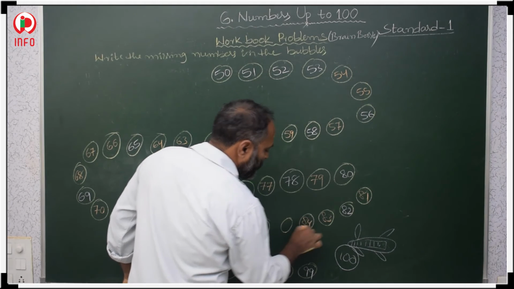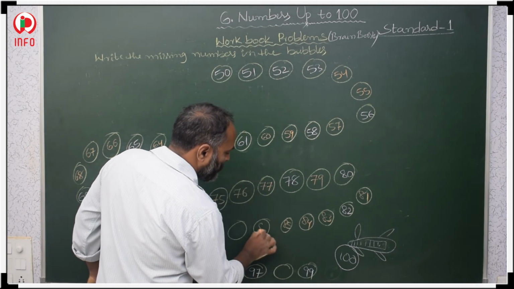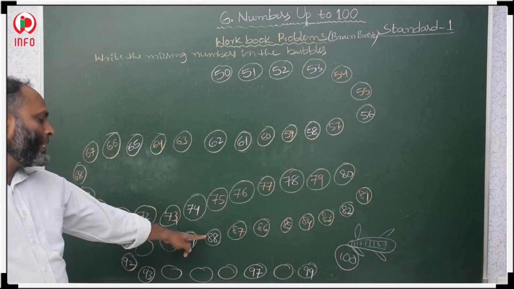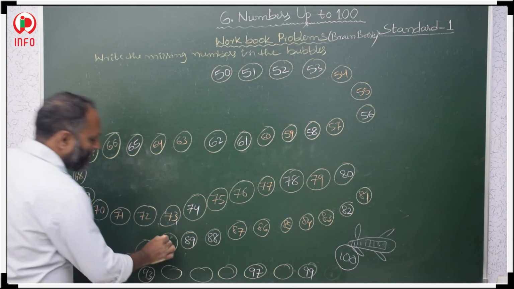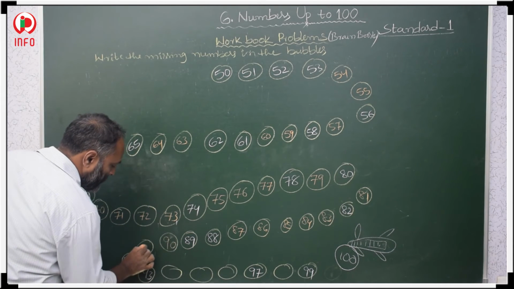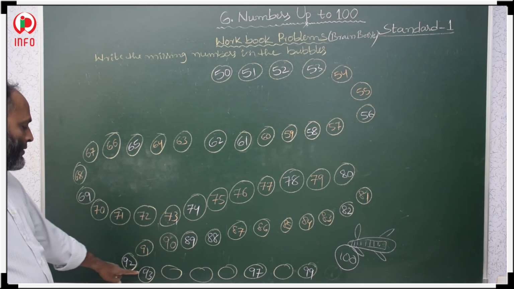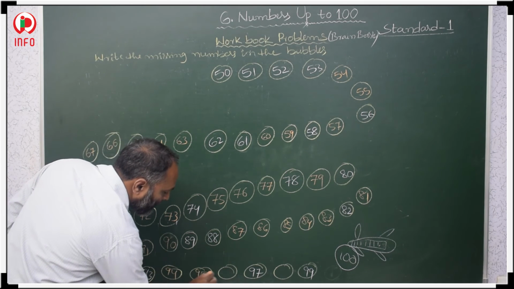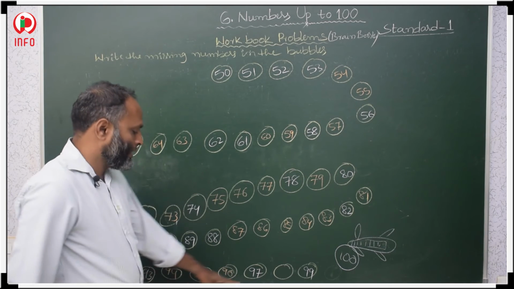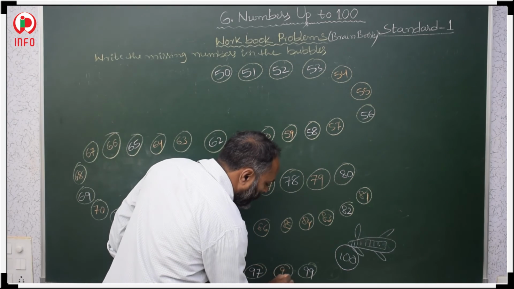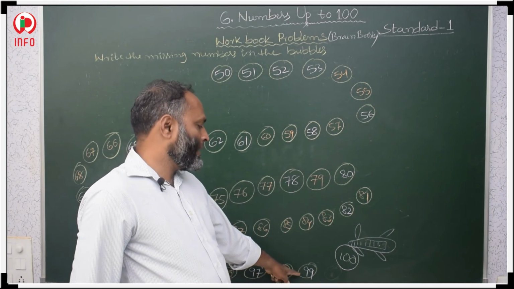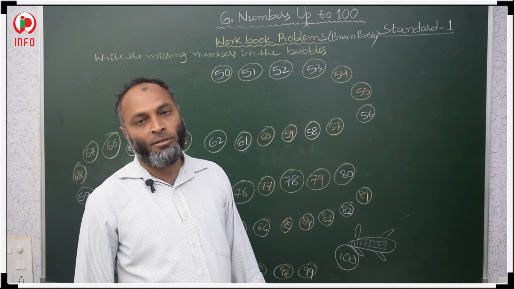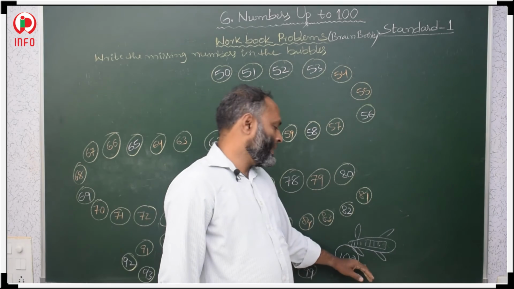83, 84, 85, 86, 87, 88 is given, 89 is given, then after that 90, then 91, 92, 93 is given, 94, 95, 96, 97 is given, then 98, then 99. After that you reach your target here, 100. This is your final target.